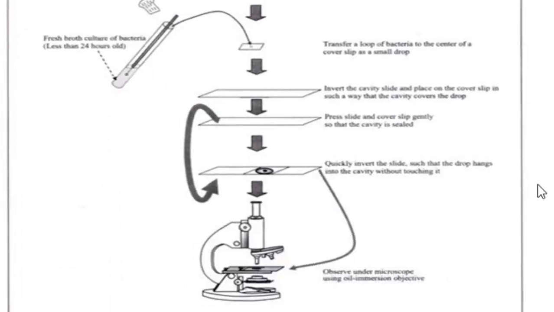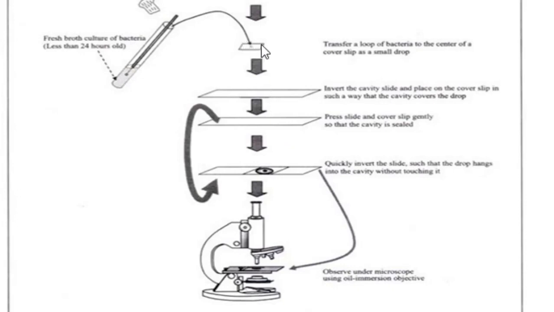The loop is sterilized over a flame and cooled, and then a loopful of bacterial suspension is taken from the culture aseptically, and a small drop of this suspension is placed at the center of the cover slip. The broth culture should not be more than 24 hours old because bacteria may lose their motility as they grow older. Now the cavity slide is inverted and placed on the cover slip.